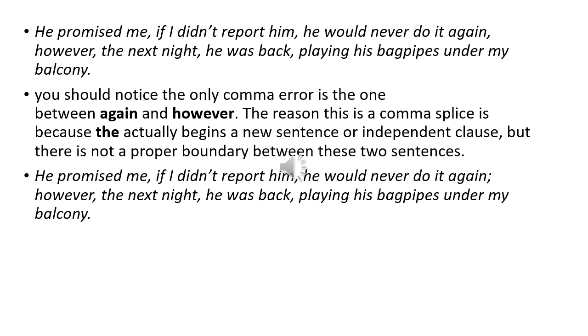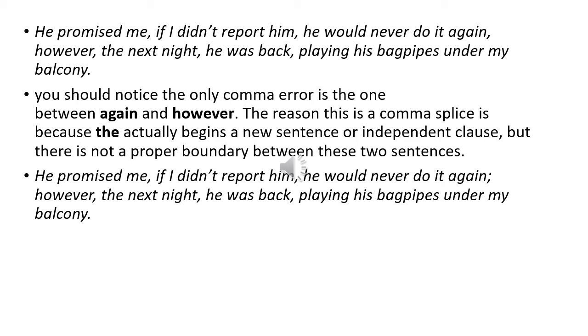If you look at this sentence as an example: he promised me if I didn't report him, he would never do it again. However, the next night he was back playing his bagpipes under my balcony. In this example, you see that the only error is the comma error, and that is between "again" and "however".